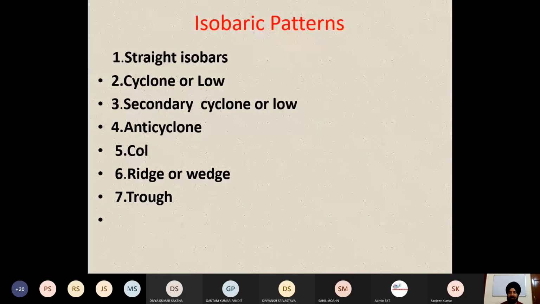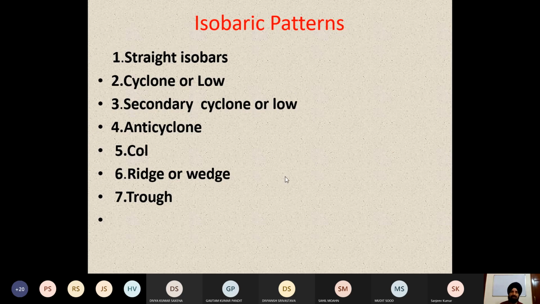So very briefly I have written it here. Of course there is detail, but we don't have to become meteorologists; I should be able to predict the weather. That is the whole idea tomorrow when you are on the ship. These are the 7 isobaric patterns: straight isobars, cyclone or low, secondary cyclone or low, anticyclone, col, ridge or wedge, and trough. Very easy to understand, very easy to write these questions, and drawing the diagram is not at all difficult.